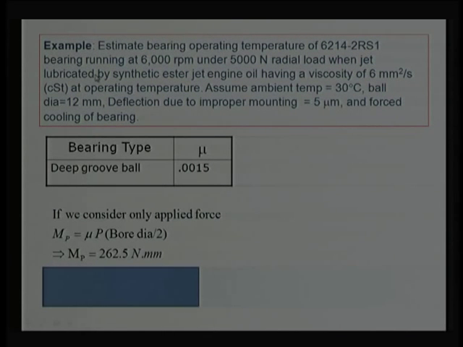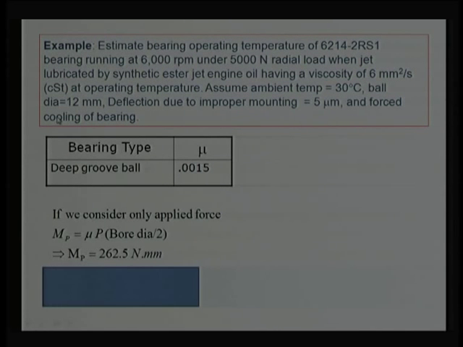Having some sort of lubrication mechanism, the lubricant has a viscosity of 6 mm² per second. And that is at room temperature. Now, assume ambient temperature 30 degrees, we are talking about this viscosity at this temperature. Ball diameter, in the previous slide we took a radius of 6 mm, in this case we are talking about 12 mm diameter. Deflection due to improper mounting. Maybe you are not able to keep perfect alignment, so that the negative clearance is going to cause bearing surfaces together maybe getting deflected by 5 micron, or the ball itself is getting deflected by 5 micron.